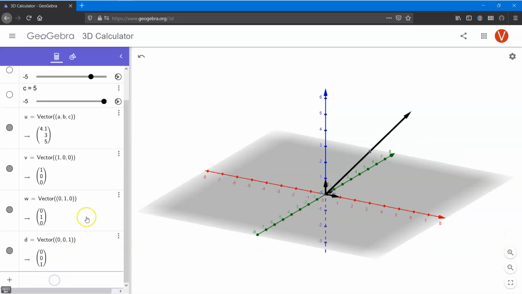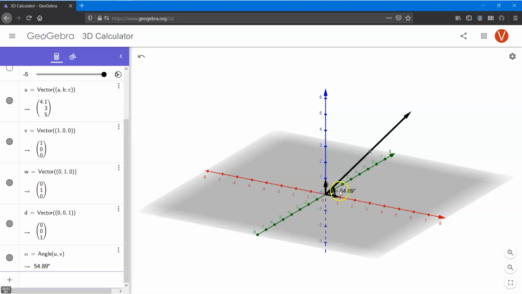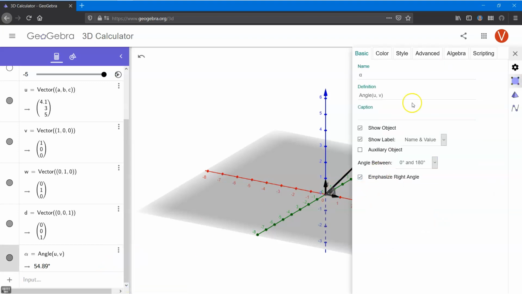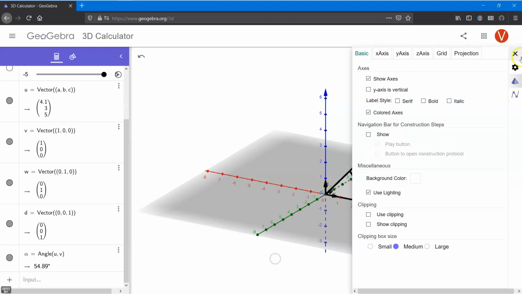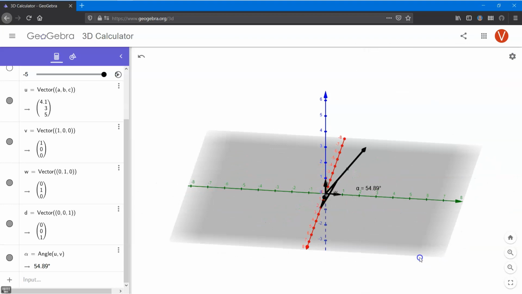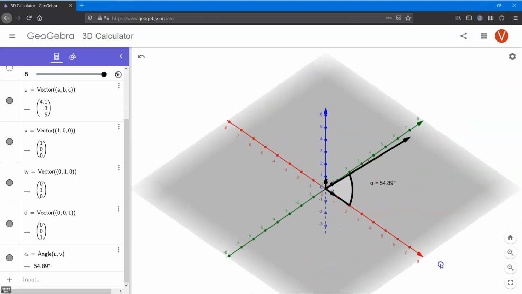Now let's figure out the angle between the given vector, that is u, and the x-axis. Now, x-axis is defined here as v. It's not very clearly visible. We can drag it, but this itself is too small. So let's increase its size. Let's go to style and increase the size. Now you see, if you rotate it, you can clearly make out what angle this is.